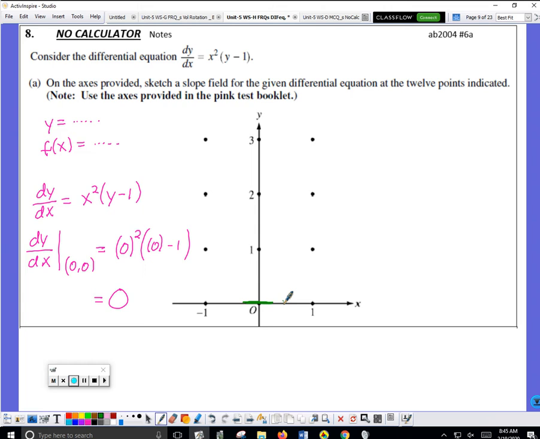Question? Please. So we just do this for every single point? For every single point. But there is a shortcut. The shortcut is to look for a pattern. So look at the equation. Like I'm going to choose an x or a y that's really easy to deal with first.